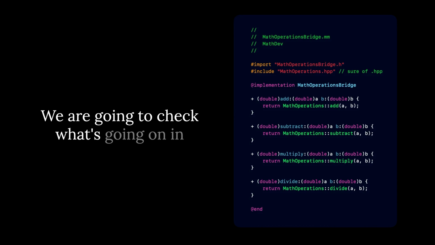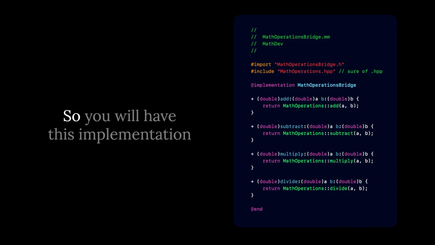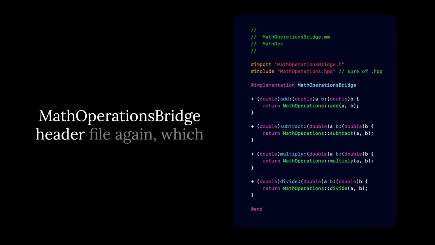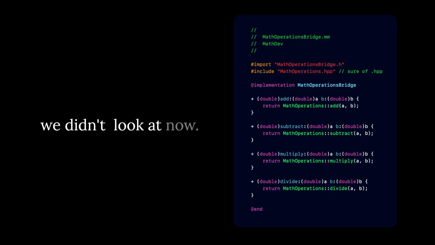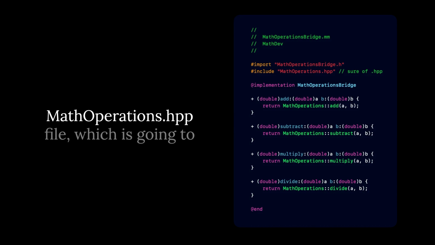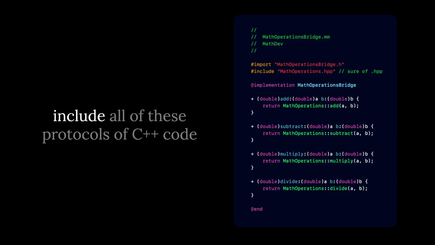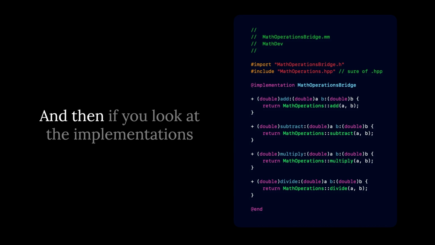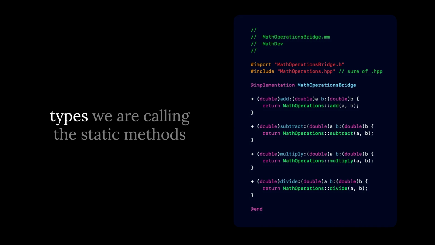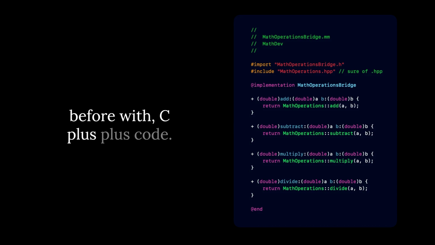We are going to check what's going on in the MM file first. So you will have this implementation of operations bridge, and we will be importing the math operations bridge header file again, which we didn't look at yet. Then we are going to include this math operations.hpp file, which is going to include all of these protocols of the C++ code that we just created. And then if you look at the implementation class, we are going to see in the return types, we are calling these static methods that we created before with C++ code.